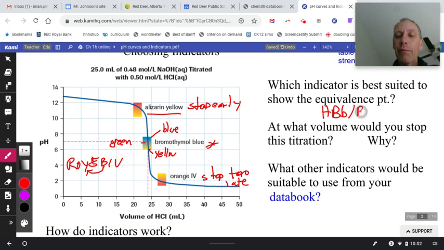HBB, BB-, then there's BB8. Oh, different story. So this is the acidic form and this is the basic form. Those are the two ways we could write bromothymol blue. We'll talk about that more later.